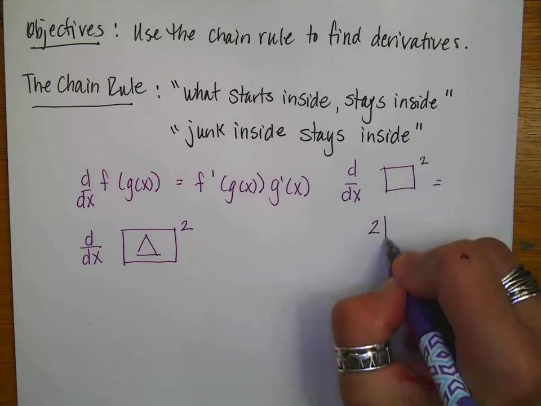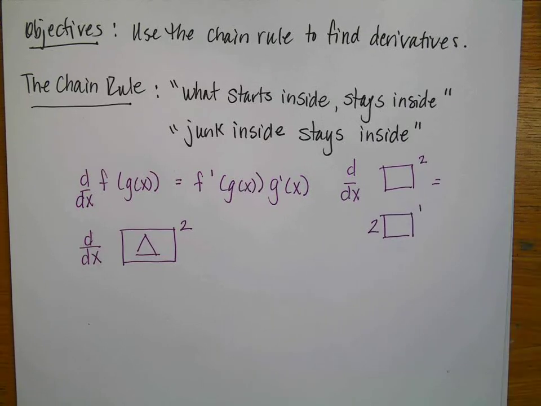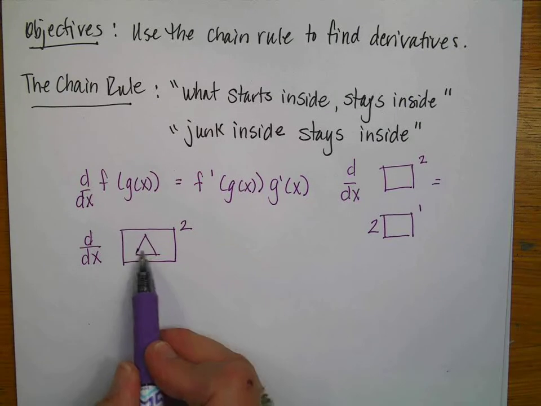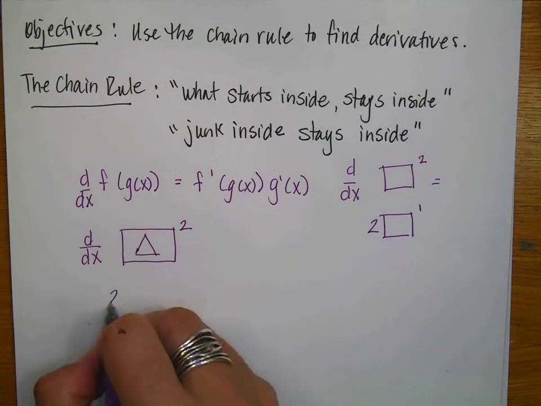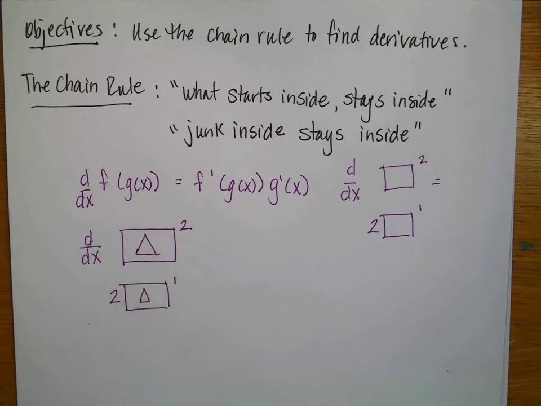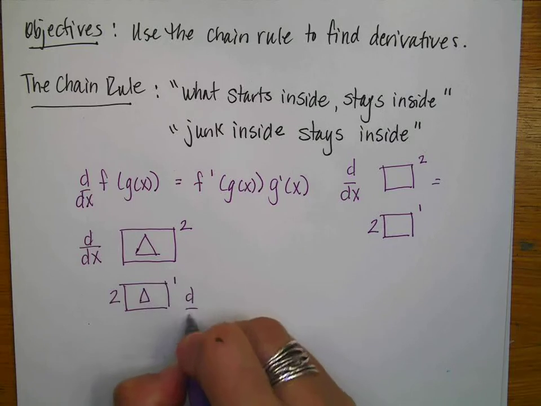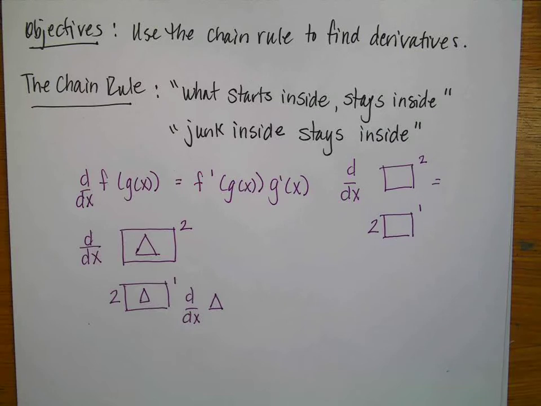Well, then that would be 2 times the box raised to the first power. So that would just be the power rule for a derivative. But now if you'll notice, I have stuff on the inside. So here's the way the chain rule works. What starts inside stays inside. So I'm going to manage the chain rule first. So my little triangle started inside, so it's going to stay inside. And then I have to take the derivative of the triangle. So that is the chain rule. So I manage the whole thing first, and then I take the derivative of whatever's inside.